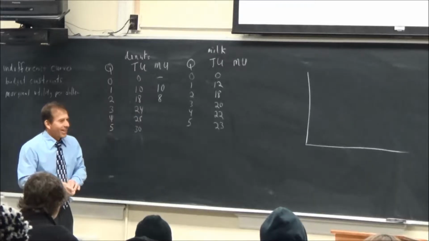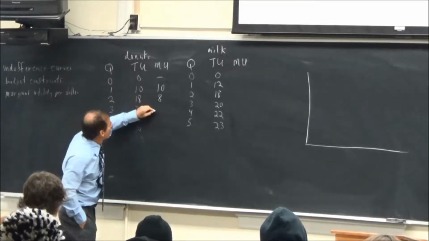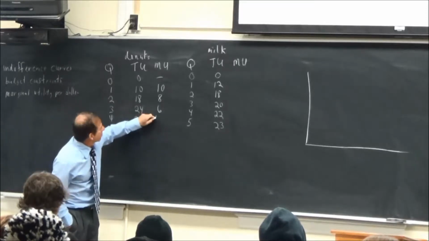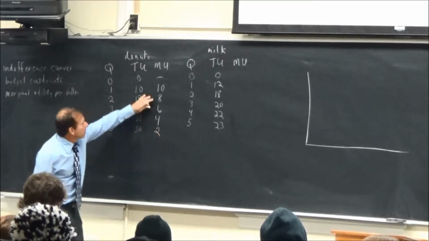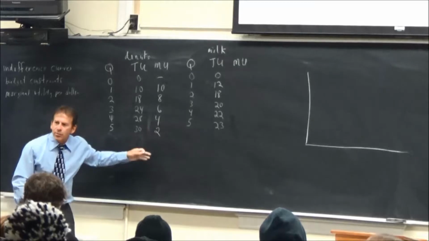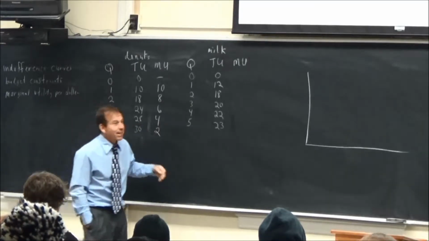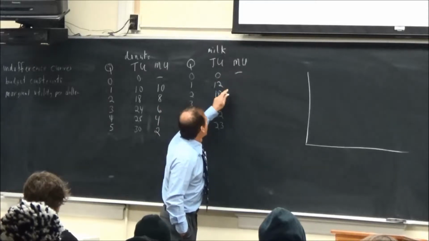All right. So going down here, that would be 6. So the next one you get 6, the next one you get 4, the next one you get 2. So your change in utility is decreasing, and that's called the law of diminishing marginal utility, which we talked about last time as well. So what would this column be here?